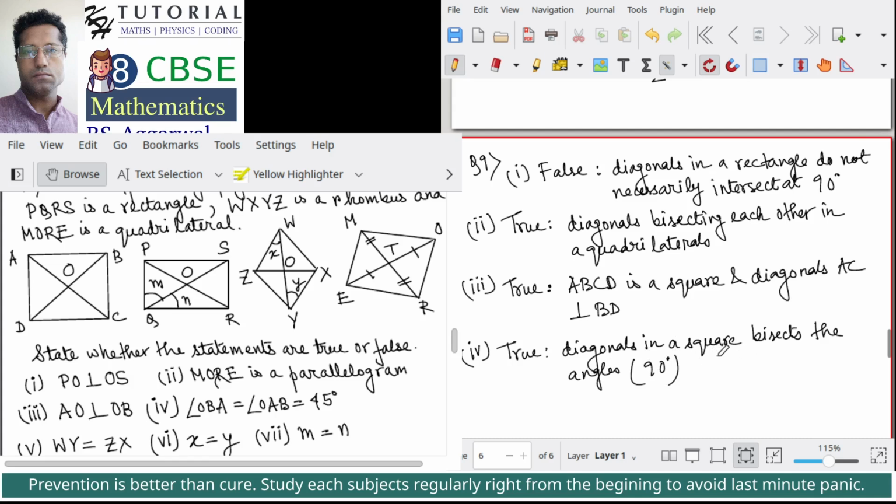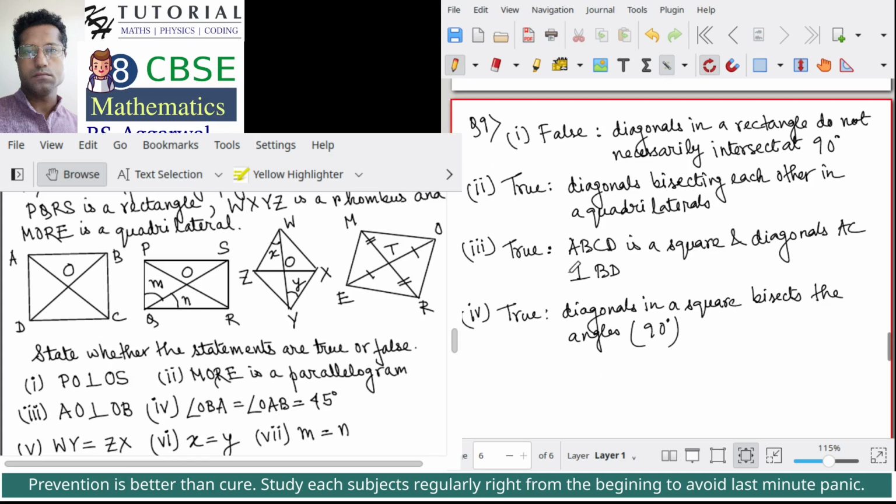So definitely in the square ABCD, angle OBA will be equal to 45 degrees, because angle OBA should be equal to angle OBC, because the angle B is being bisected by the diagonal BD. This should be equal to 90 degrees by 2, which is 45 degrees. So this is true.